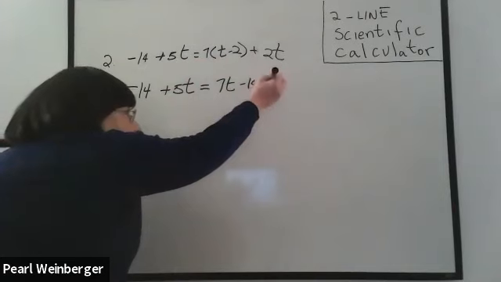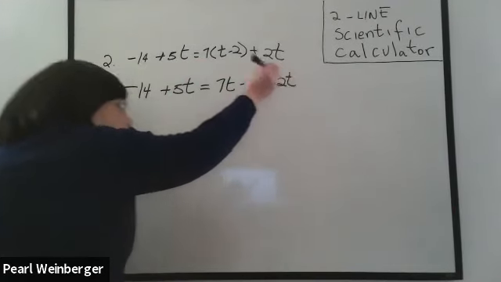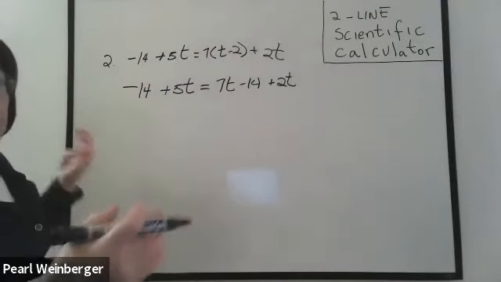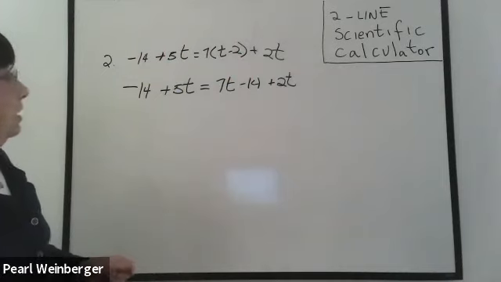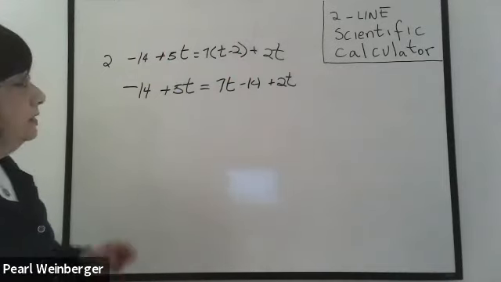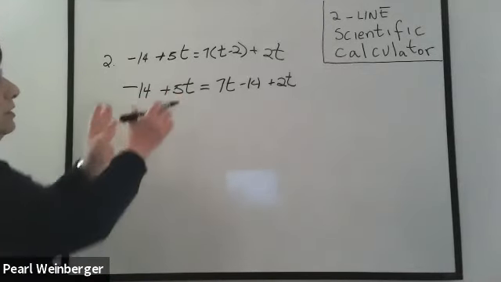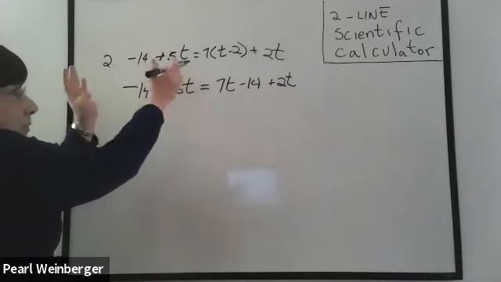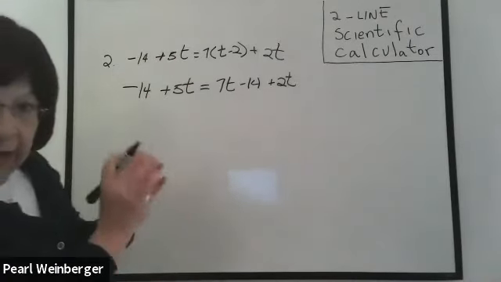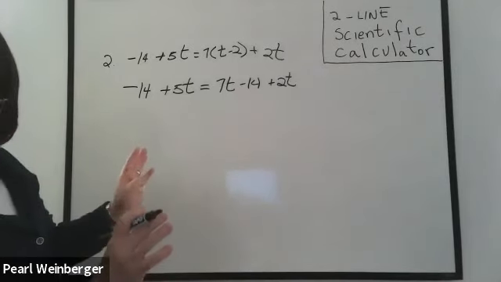And then just bring this 2t down. So the only thing we did was remove the parentheses. So now we have an equation that has no parentheses. So the next step that we have to look for is we want to deal with each side separately and make sure all we have is a number and a variable.